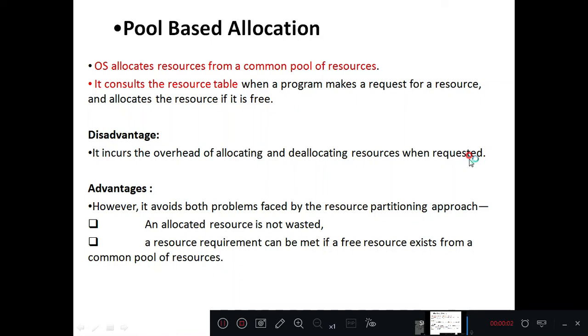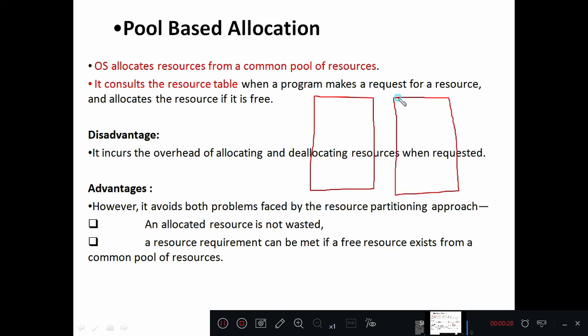The second resource allocation strategy is the pool based allocation strategy. The OS allocates resources from a common pool of resources. So in case of partition based, what happens? The operating system will make its own decision and it will prepare a partition in which it will put different resources.